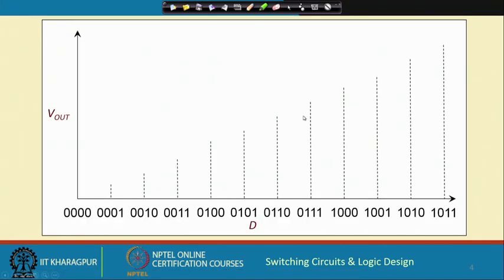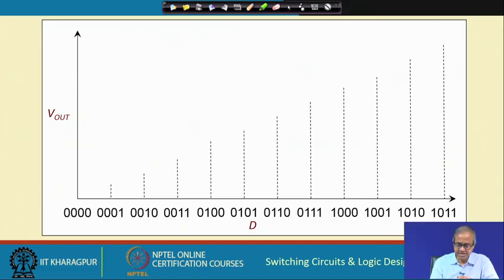Let us move on. This figure shows the input-output relationship of a DA converter. Here I have taken the example of a 4-bit DA converter again. Along the x axis I am showing the 4-bit digital values 0000, 1, 2, 3, 4. I have shown up to 11, but it will continue till 15, and along the y axis I am showing V out.